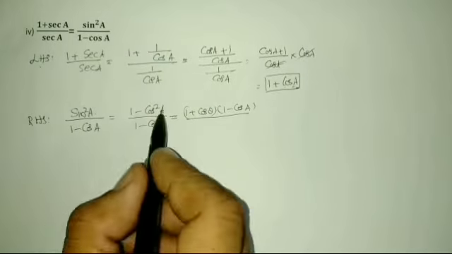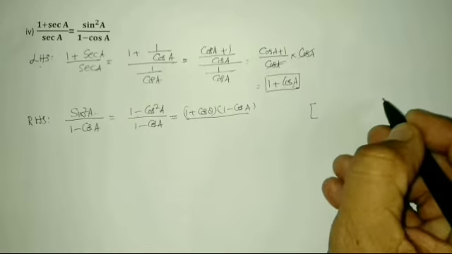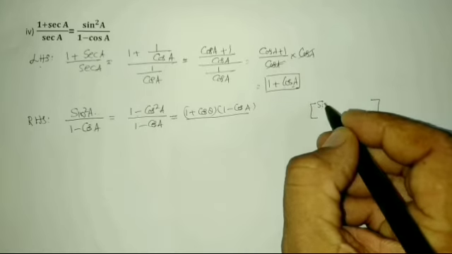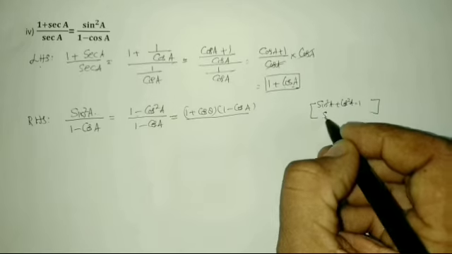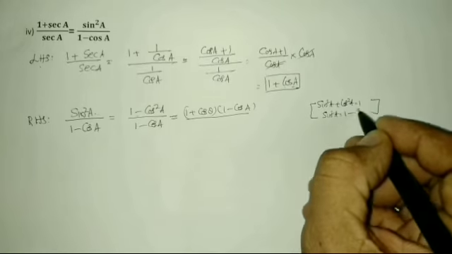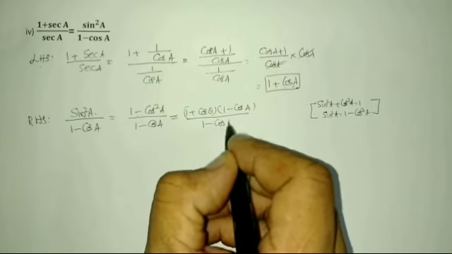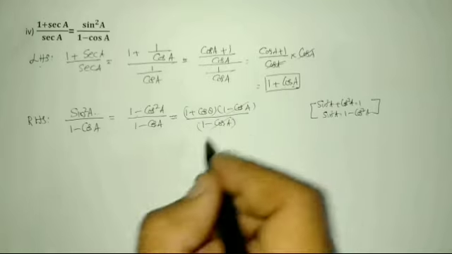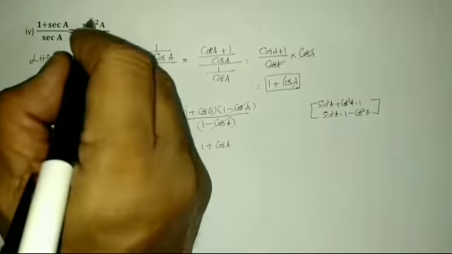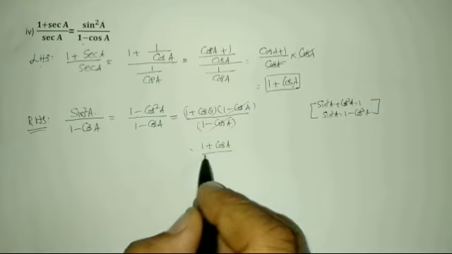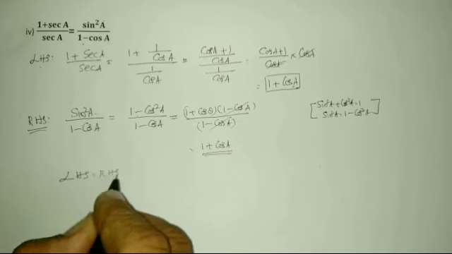Here sin square a equal to 1 minus cos square a. Why sin square a equal to 1 minus cos square a? Because we know that sin square A plus cos square A equal to 1. Sin square A equal to 1 minus cos square A. So it is 1 minus cos A. Now these two get cancelled. You get 1 plus cos A. So right hand side, that is sin square A by 1 minus cos A is also 1 plus cos A. So left hand side equal to the right hand side.